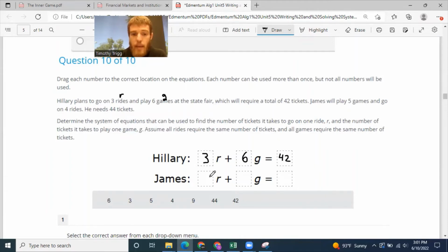James will play 5 games. So the 5 goes here on games. 4 rides, and you'll need 44 tickets for that. There you go, system of equations.